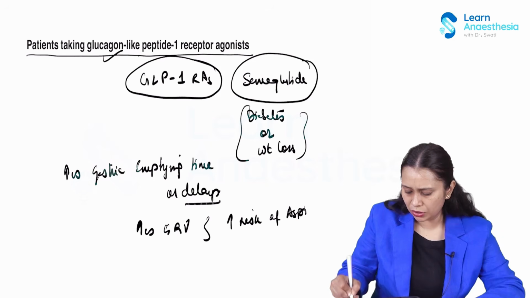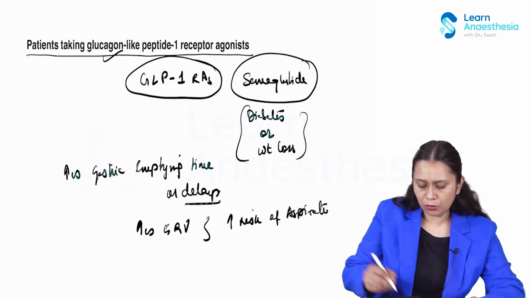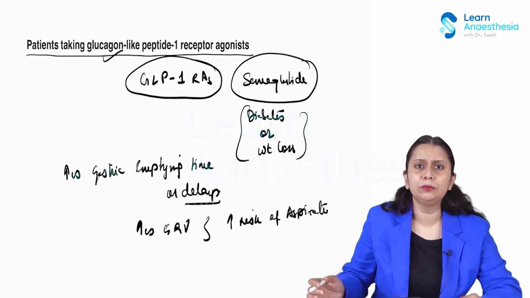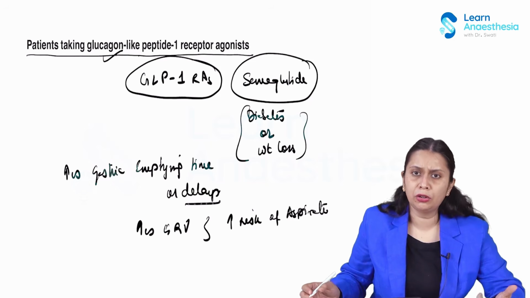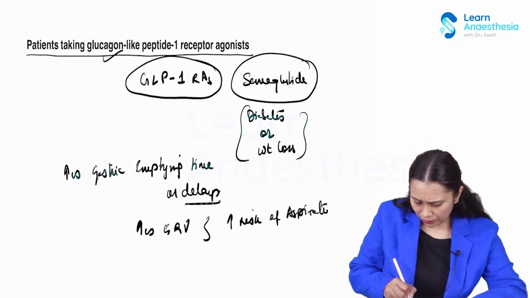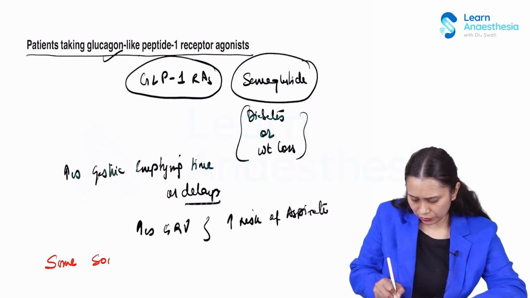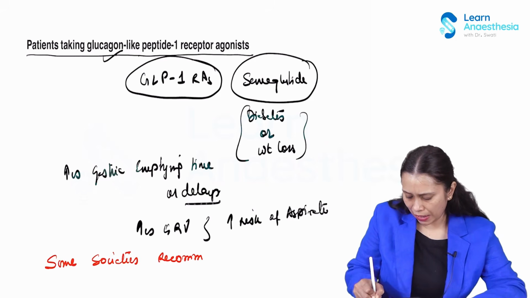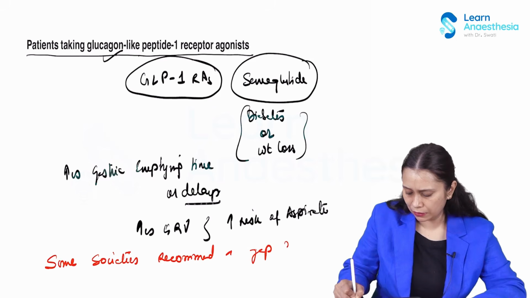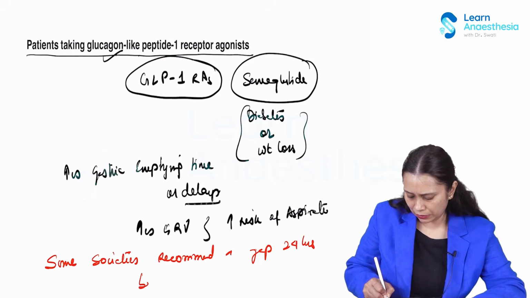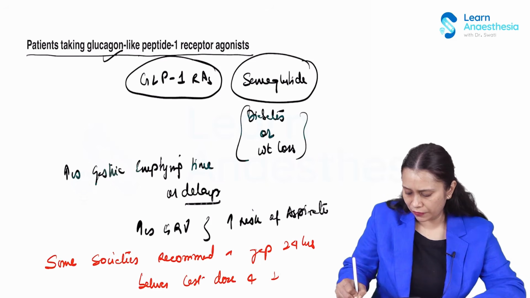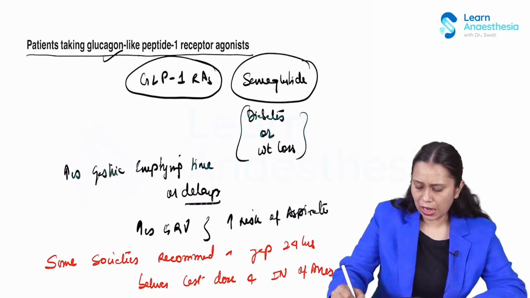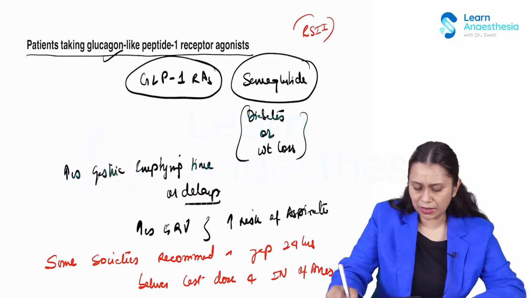So in patients who are on these drugs, we should always ask for symptoms of regurgitation or heartburn, etc., right? And some societies recommend a gap of 24 hours between the last dose and induction of anesthesia. Or if I have to take a patient, I would go for the RSII technique to minimize the risk of aspiration.